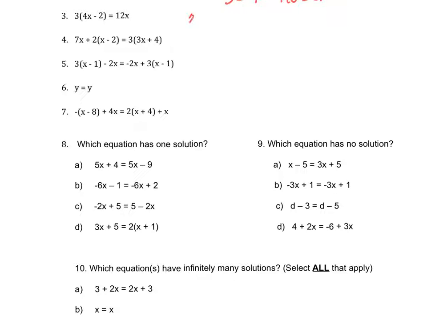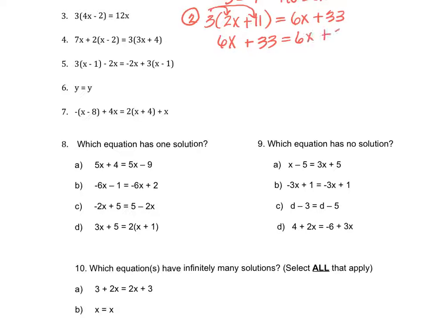Okay, number 2 is 3 parenthesis 2x plus 11 equals 6x plus 33. Anytime we have an equation that has parentheses, we want to do distributive property first to get rid of that. So I'm going to do 3 times 2x, which is 6x, and then 3 times a positive 11, which is a positive or plus 33.